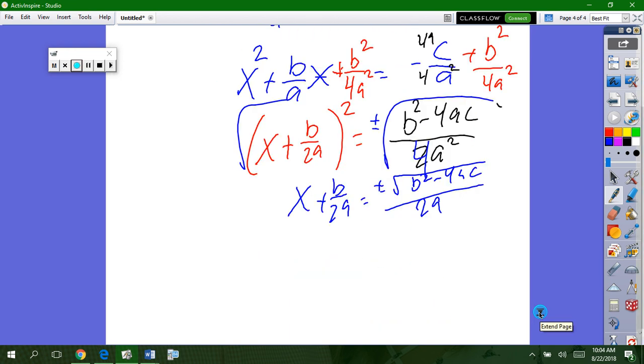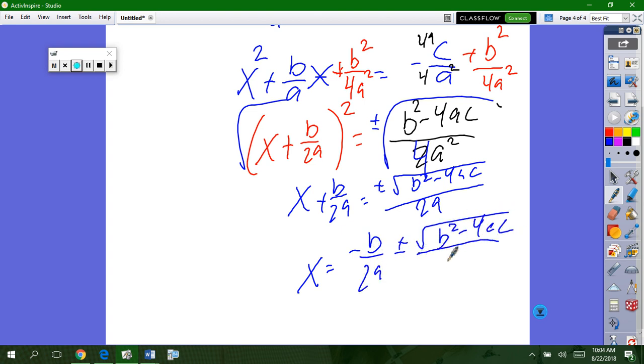Then I need to get this to the other side, so I have x equals negative b over 2a plus or minus square root of b squared minus 4ac all over 2a, because they have the same common denominator. So that's where it comes from. Okay, it's not just this random thing. They're like, how did they get this thing to work? Okay, they completed the square on the generic form.